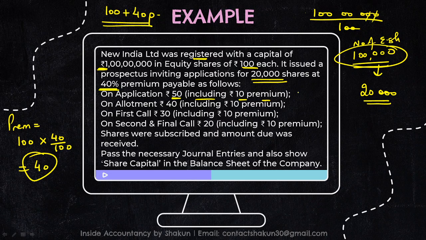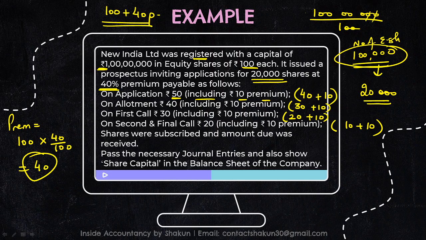50 including premium. That means I'm just going to split it here. That means my application was 40. Okay. And my premium is 10 rupees. Right. On allotment 40 including premium. That means my allotment is at the rate of 30 and premium is at the rate of 10. First call 30 including premium. That means first call is at the rate of 20 and premium is at the rate of 10. And on second call 20 including premium, that means my second call is 10 plus 10 rupees premium.